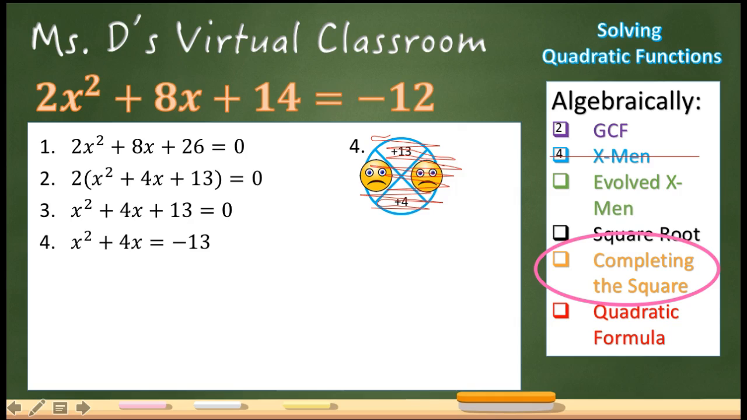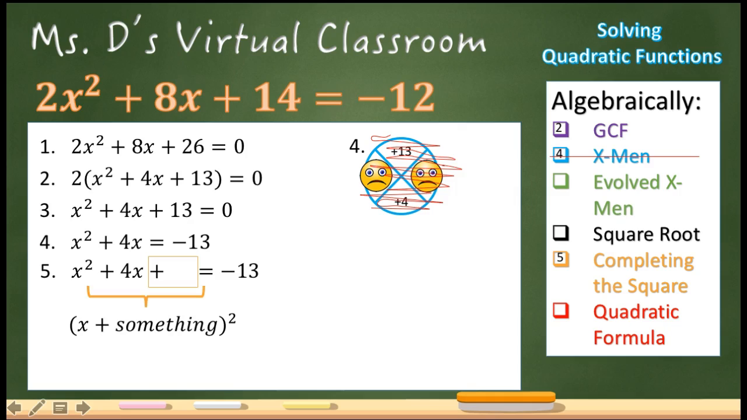We now have to complete the square for x squared plus 4x by adding a number such that it becomes a perfect square trinomial and can be written in factored form as x plus something squared. Remember, if we add a number on one side, we have to add the same number on the other side to keep the equation balanced.